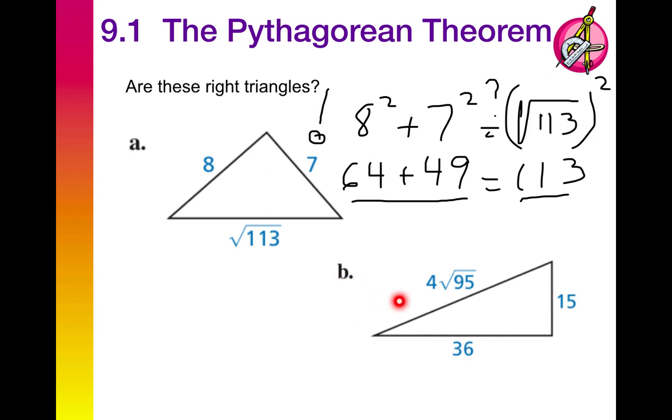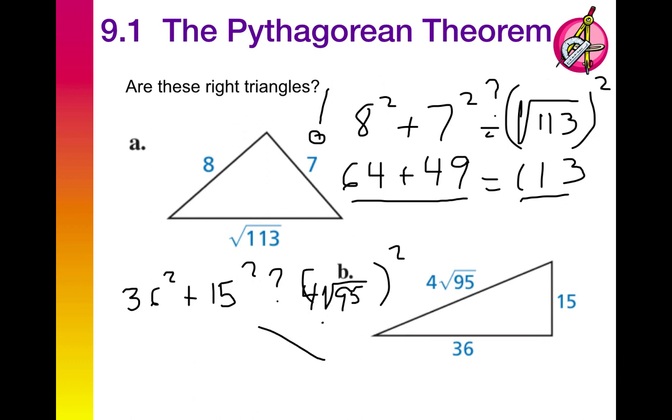Now let's take a look at B down here. We have 36 and 15, and the longest side is this 4 square root of 95. If we take 36 and we square it, and then we add 15 and square that, does that equal 4 root 95, the whole thing squared? And if you work it out, you will find that they don't equal. Therefore, it is not a right triangle.